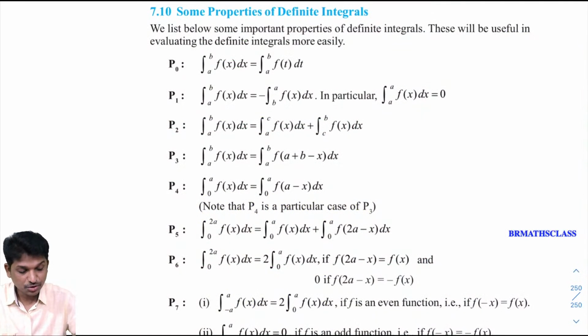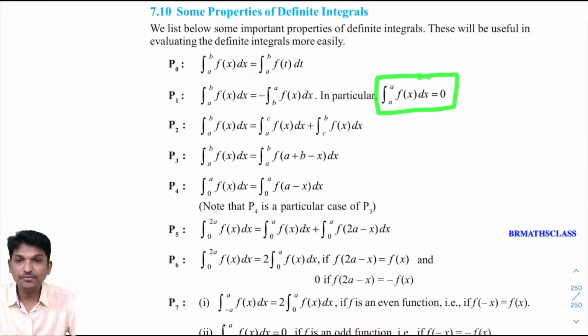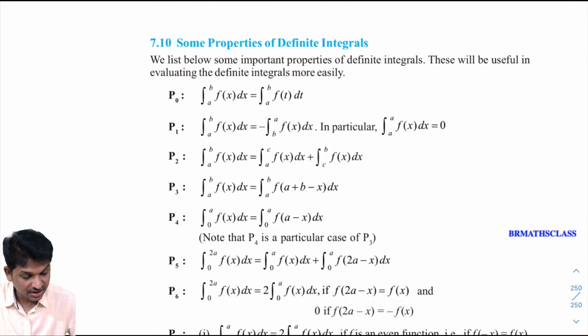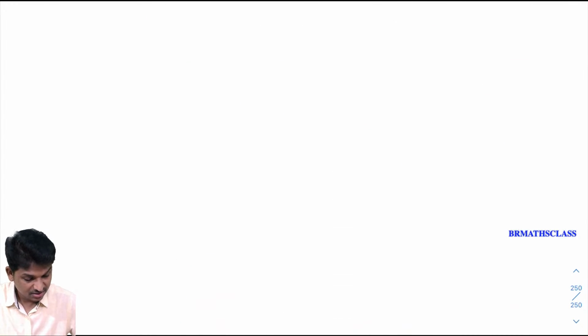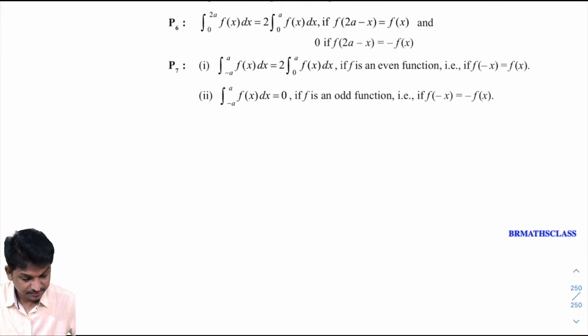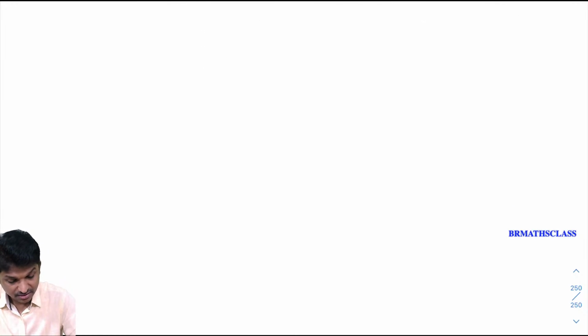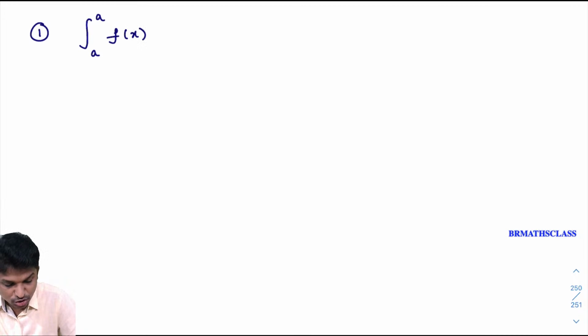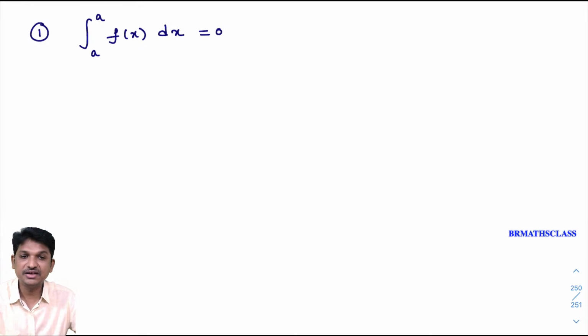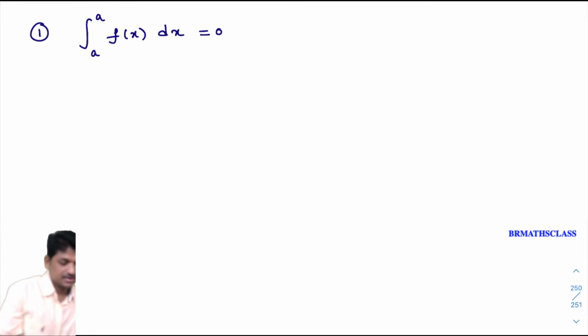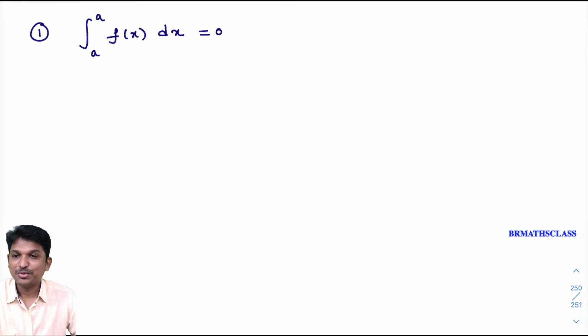What is property number 1? Integral of a to a f of x dx equal to 0 is there now. I will prove that, and I will take that as property number 1. First property: integral of a to a f of x dx. You need to memorize all these properties. Integral of a to a f of x dx equal to 0. I want to prove this property.